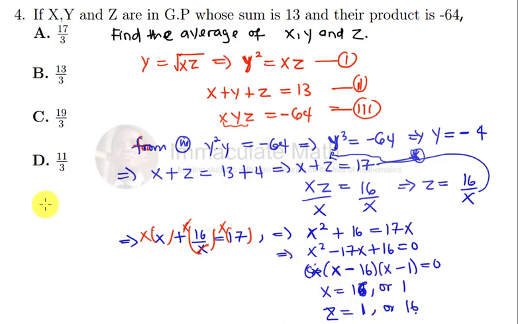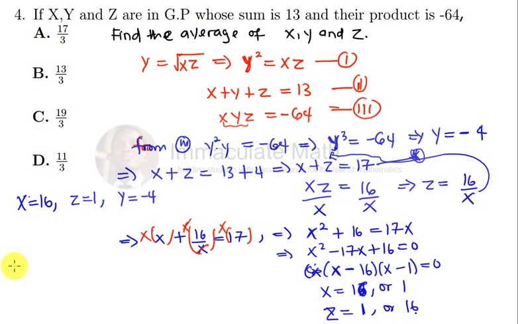So that means we can just pick one of them. We can pick our x to be 16. We can pick our z to be 1. And now we can pick our y to be minus 4.